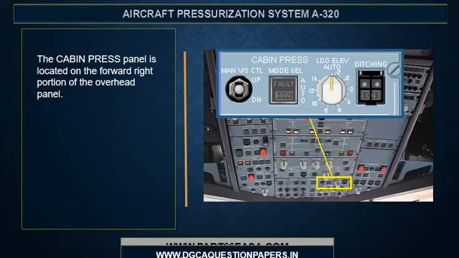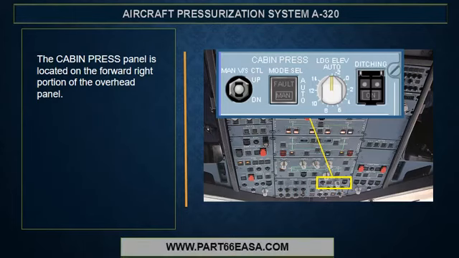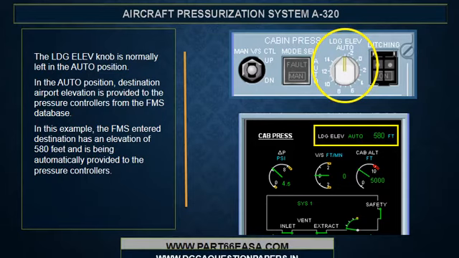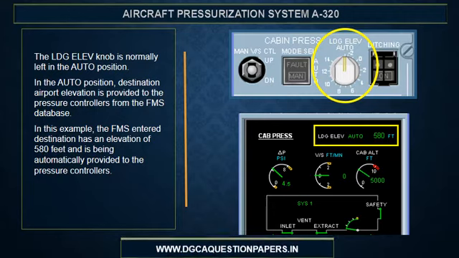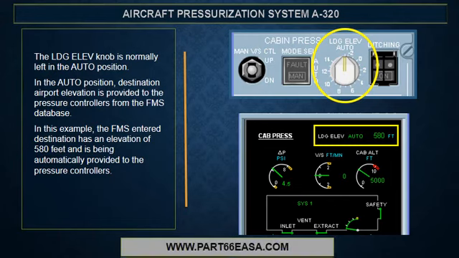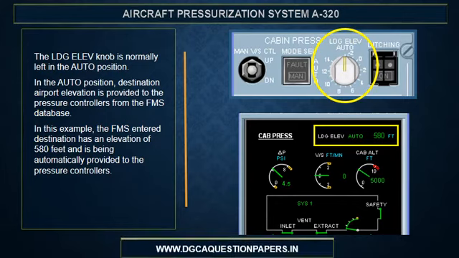The cabin pressurization panel is located on the forward right portion of the overhead panel. The landing elevation knob is normally left in the auto position. In the auto position, destination airport elevation is provided to the pressure controllers from the FMS database. In this example, the FMS entered destination has an elevation of 580 feet and is being automatically provided to the pressure controllers.